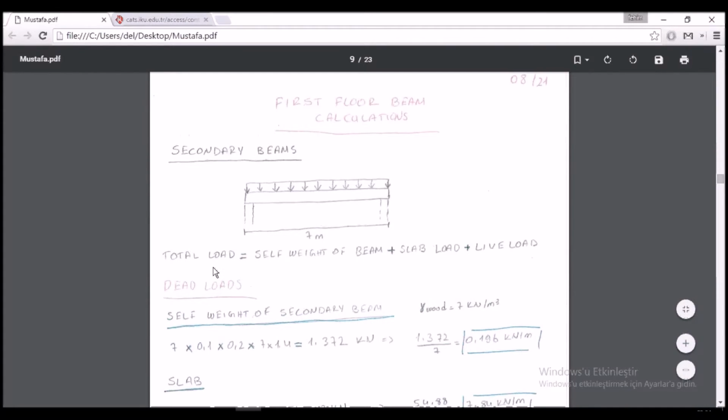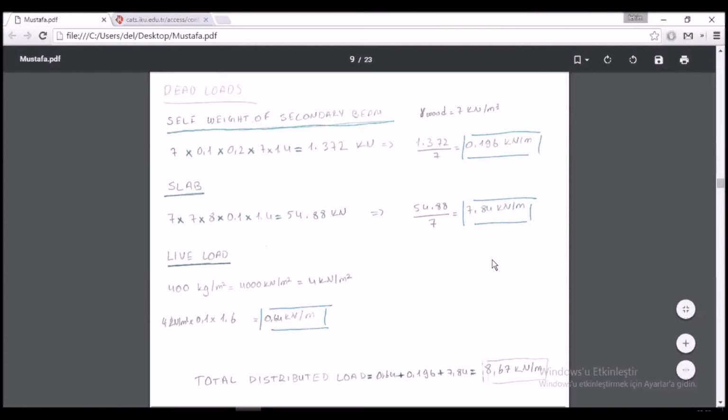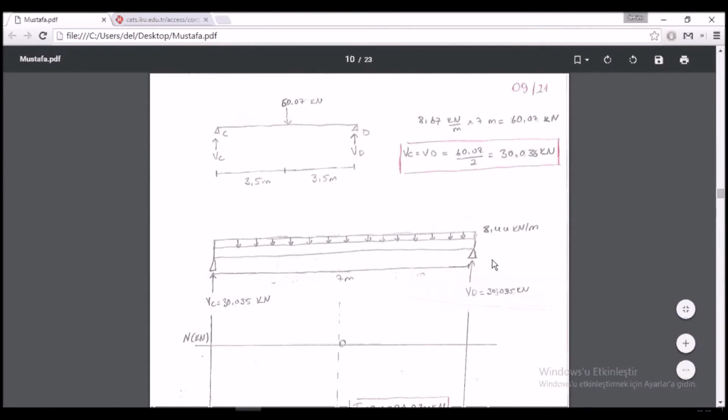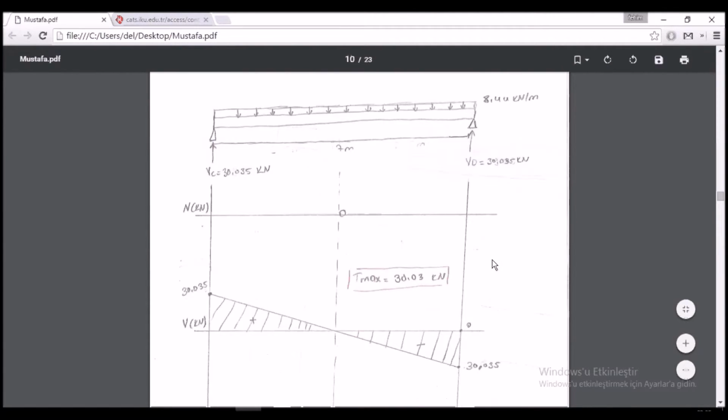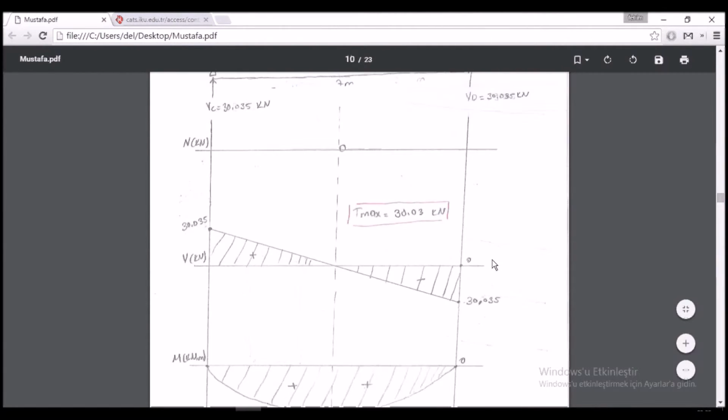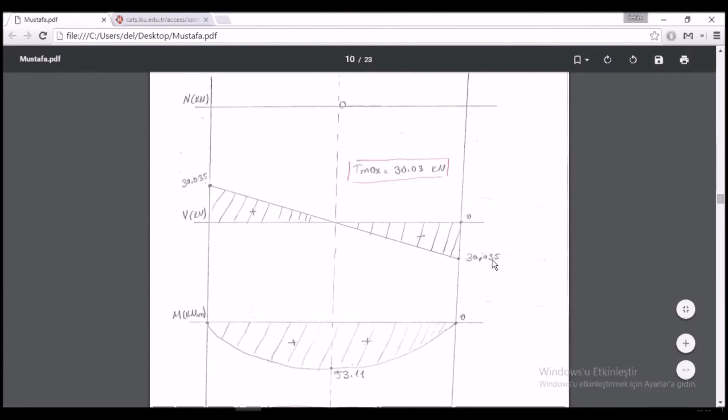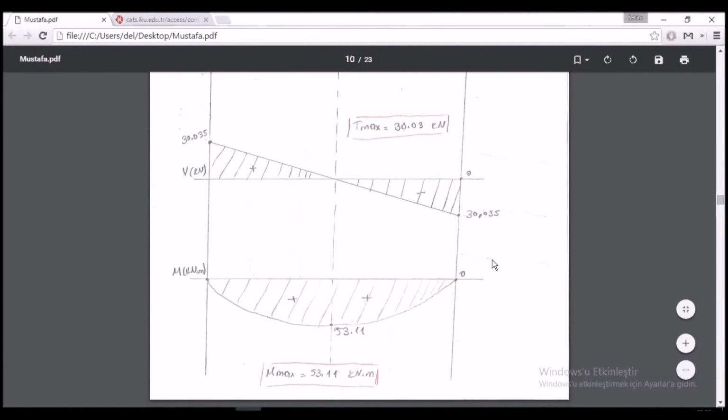As you can see, again, there is the self-weight of our secondary beam, the self-weight of slab, and the live load. Here we calculated all loads on our secondary beam. At this page, we found our support reactions and we draw our MMV diagrams, and we found our Tmax and Mmax values for our secondary beams.